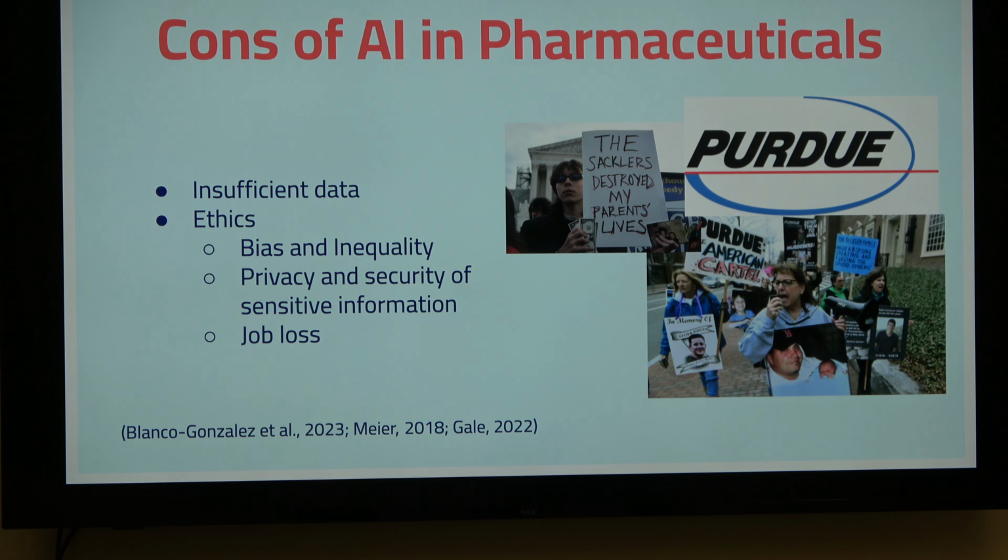Some of the cons of AI. As I've been saying, AI in the pharmaceutical industry requires lots and lots of data, and we are not at a point right now where we have that much data, or data of very high quality. So there is concern that insufficient data is going to skew the results of AI. And with that come some ethical concerns, bias and inequality. If we give an AI tool biased and unrepresentative data, how is that going to skew the results?